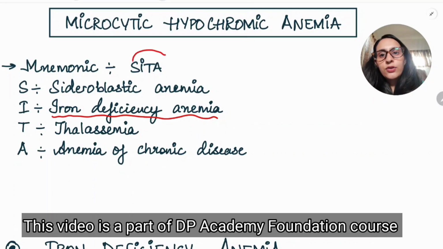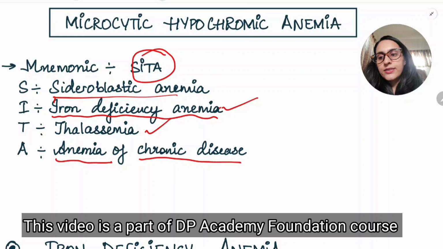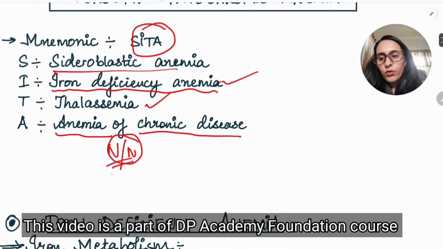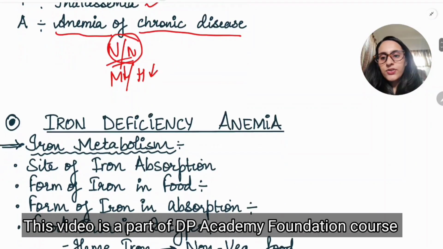So what are the other microcytic hypochromic anemias? You can remember with the mnemonic SITA: S for sideroblastic anemia, I for iron deficiency anemia, which is the most common nutritional deficiency in our country, T for thalassemia, and A is the anemia of chronic disease. Iron deficiency anemia can either be normocytic normochromic, which is the more common type, or microcytic hypochromic. So it has two different types of morphologies.